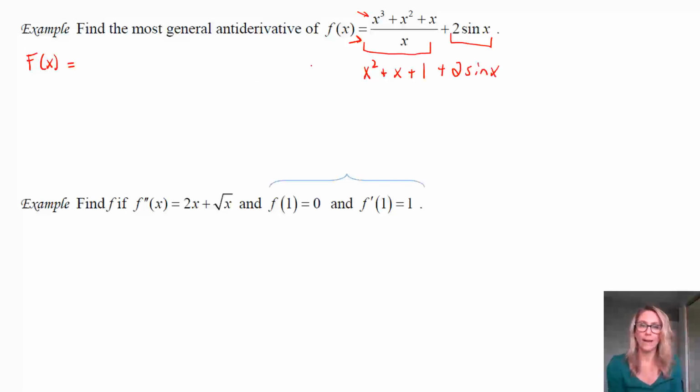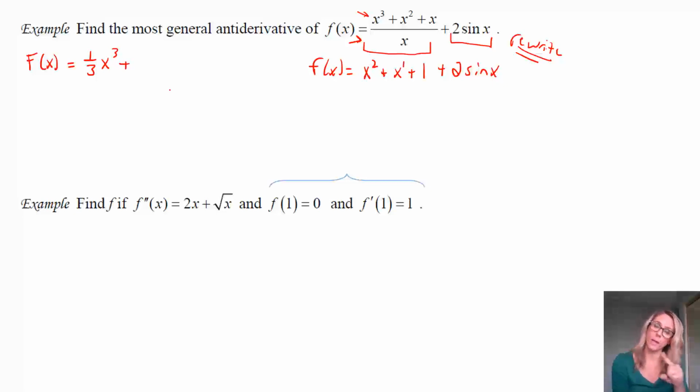Okay, so rewriting can be very important, just like it is with derivatives. It's also important with antiderivatives, so definitely rewrite it. Now we can take the antiderivative of each of those pieces. So we'll have 1/3 x cubed. So I'm adding 1 to the exponent, dividing by that. For the second term, don't forget that there's an x here with a power of 1 on it. So if we add 1 to 1, we get 2. And then if we divide by that, we get a 1/2.